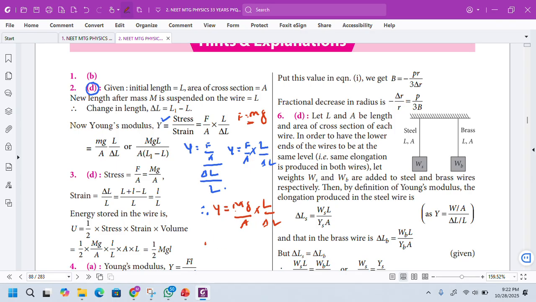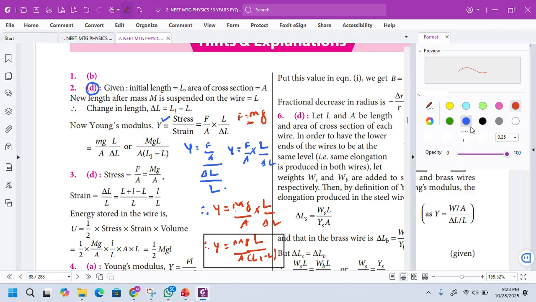Now I already told you what Y is. Y is equal to capital M into G divided by A, multiplied by capital L divided by delta L. What is delta L, dear students? We know already: final length minus initial length. This is my final answer. Young's modulus Y is equal to M G L divided by A into L1 minus L. This is our correct answer, dear students.